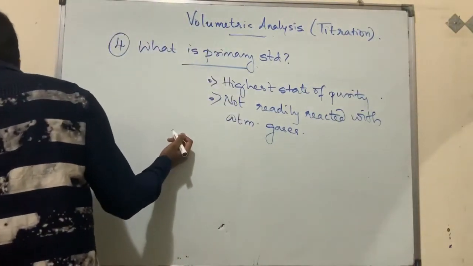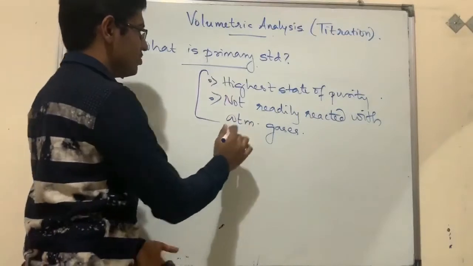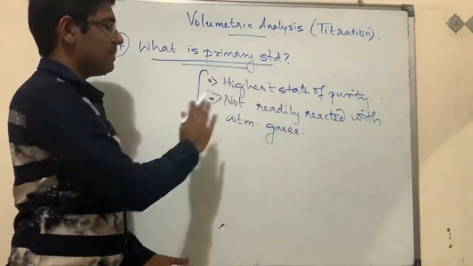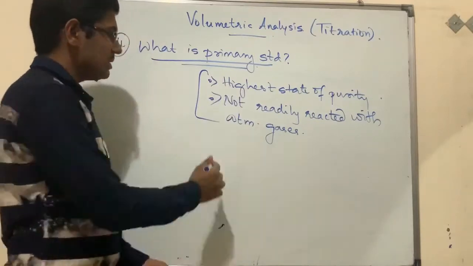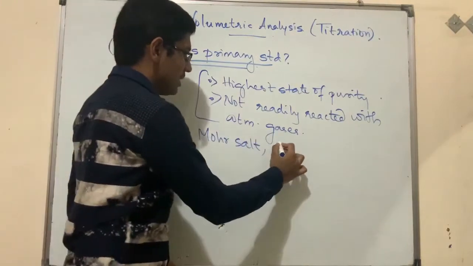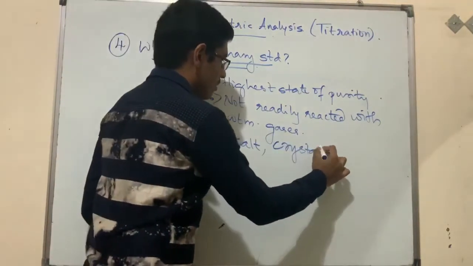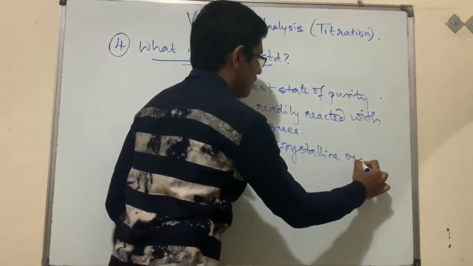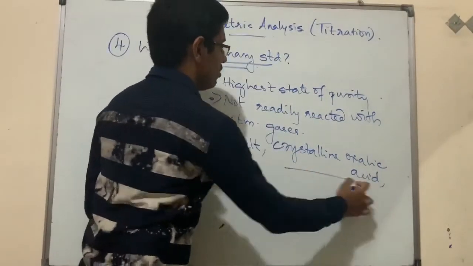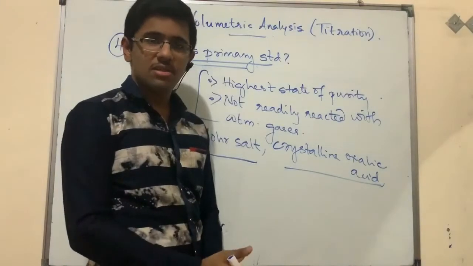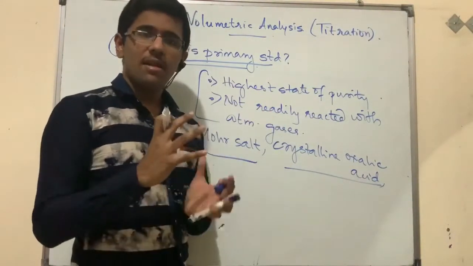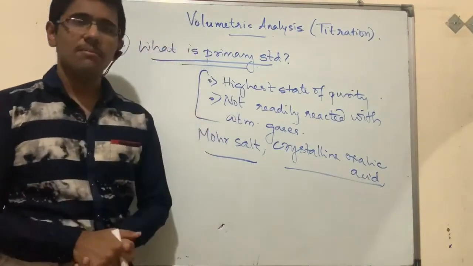And sodium hydroxide, these 2 facts you should remember. And primary standard, this is primary standard. Okay, examples of primary standard are Mohr's salt, crystalline oxalic acid, etc. They do not react readily with atmospheric oxygen, or they are in a high state of purity. So they are in a fixed concentration. So you can call them primary standard.